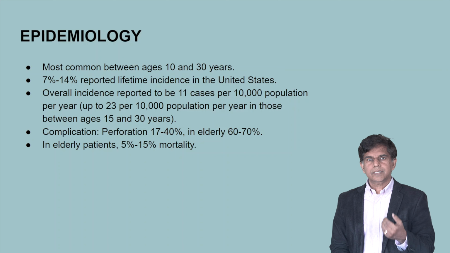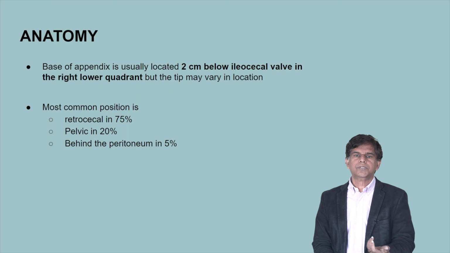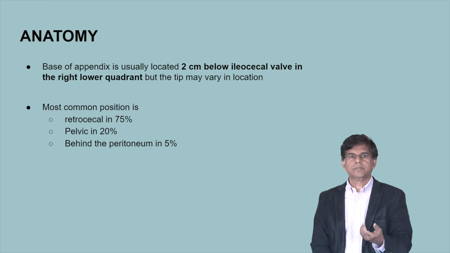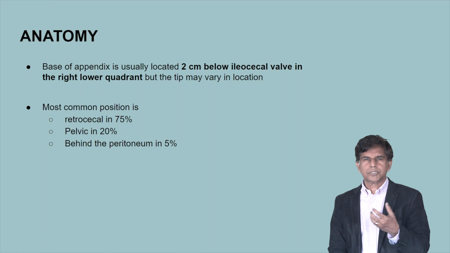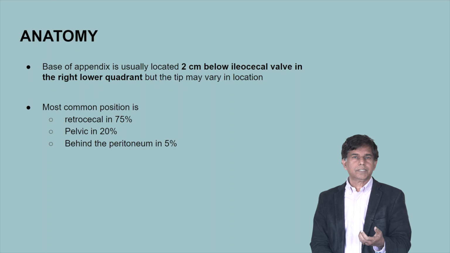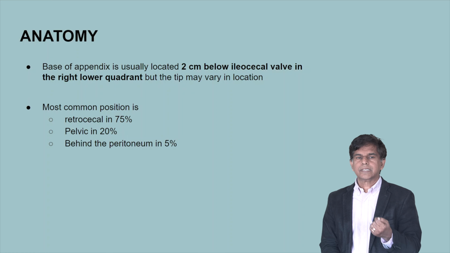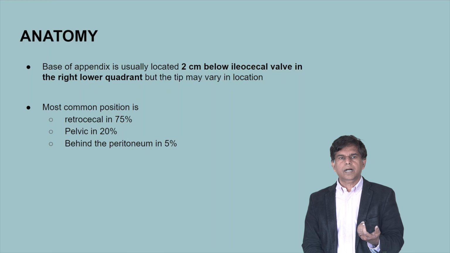So, anatomy: the base of the appendix is usually located 2 centimeters below the ileocecal valve in the right lower quadrant, but the tip may vary in location. So there are some positions you may want to know. 75% of the time it's retrocecal, pelvic is 20%, behind the peritoneum is 5%, okay? So they vary in location.